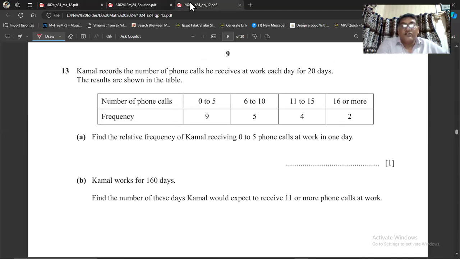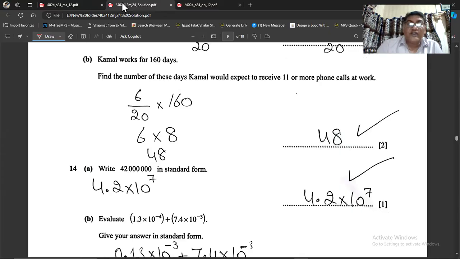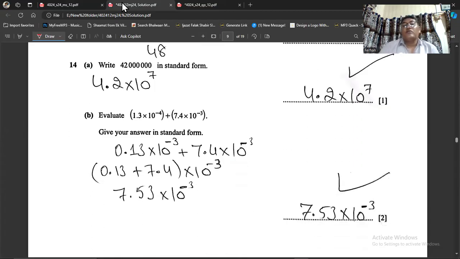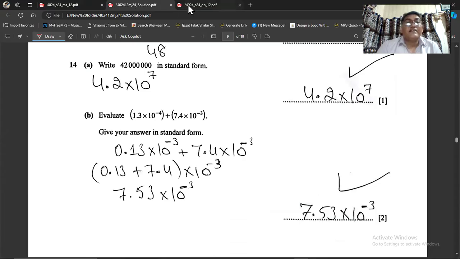So we are going to the next question, that is question number 14, A part. Write 42,000,000 in standard form. Very simple. The decimal is here, so I will move 1, 2, 3, 4, 5, 6, 7 places. So it will become 4.2 times 10 raised to power 7. 4.2 times 10 to the power 7 is the answer, sir. Question 14 A part, so that is the right answer.